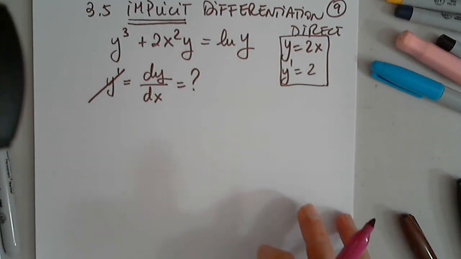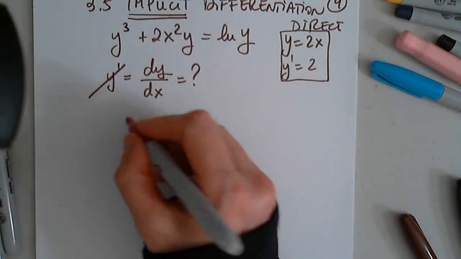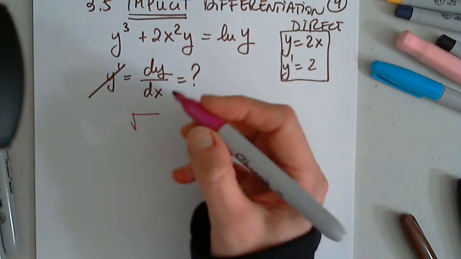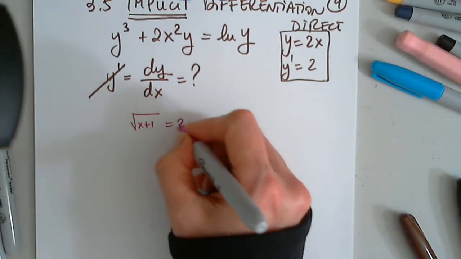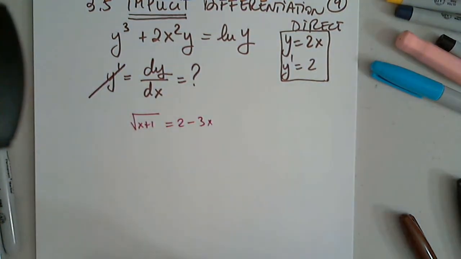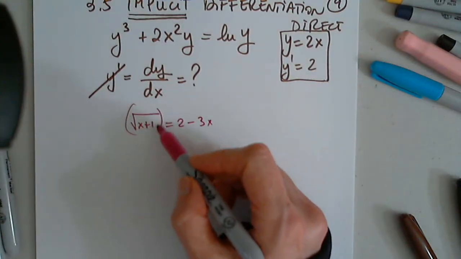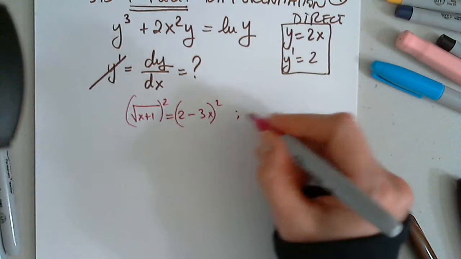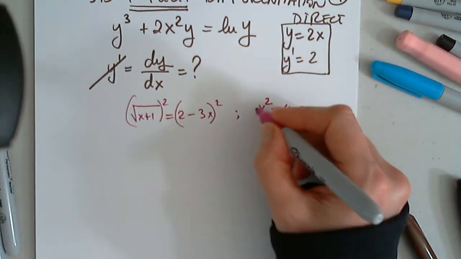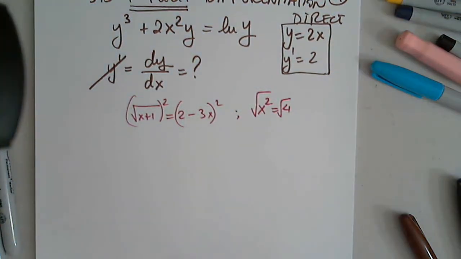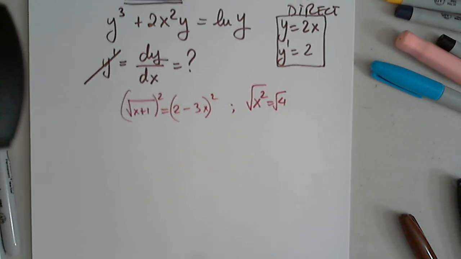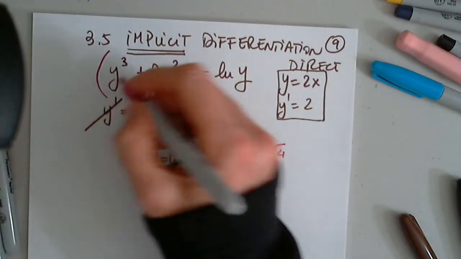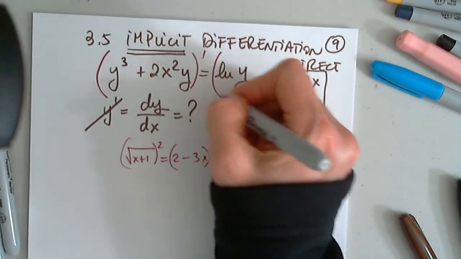Okay. So I'm sure you remember when we solve an equation, let's say a radical equation, x plus 1 equals 2 minus 3x, what do we do? We square both sides. Another type of equation like x squared equals 4, we take the square root from both sides. Similarly, we can differentiate both sides.